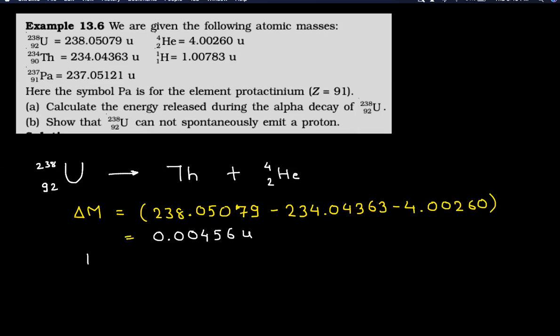0.00456 units is the mass defect. So energy release will be how much? This times 931.5 MeV. How much is it? Tell me. It's 4.25 MeV. This is the energy release in one reaction.